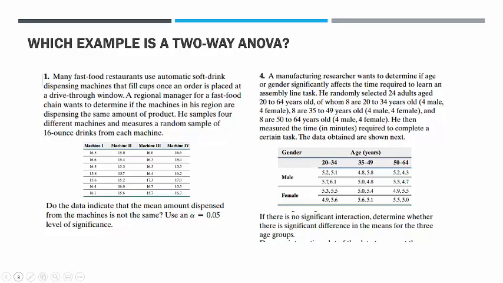One last question. Here are two ANOVA scenarios. Which of these is a two-way ANOVA? Question 1 or question 4?